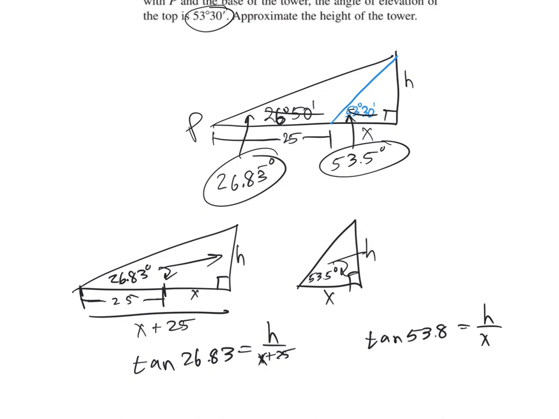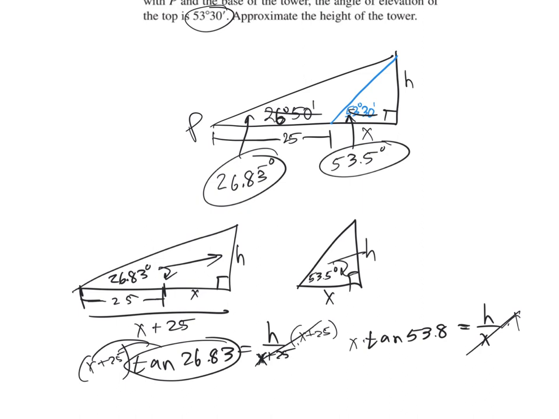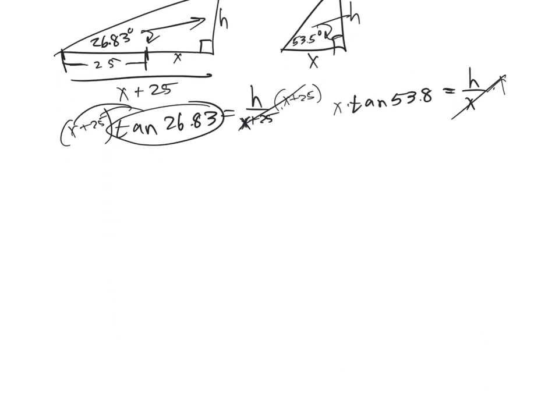Okay, well, since H and X are really both the same, and I want to solve for H, we need to get H by itself. Technically we could get X by itself, but it's going to be a little more complex. So let's go ahead and solve for H by multiplying the X plus 25 as a group. Don't forget it is a group, because whenever you figure out tangent 26.83, you have to distribute that through here and multiply by X over here. Okay, so now since both those H's are the same, then this H is equal to that H, so we can actually say X plus 25 times the tangent of 26.83 is also equal to X times the tangent of 53.8.